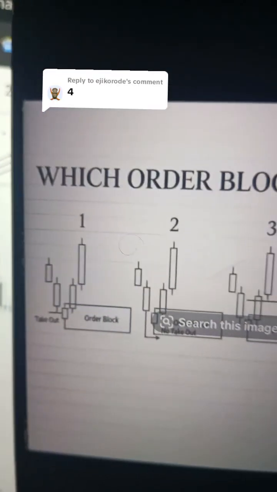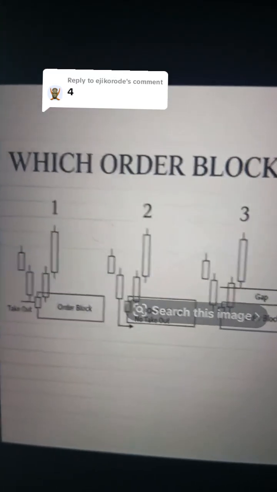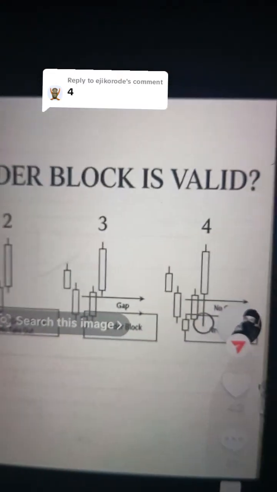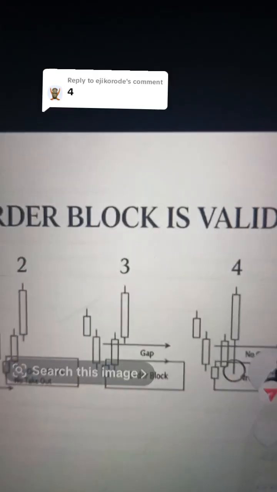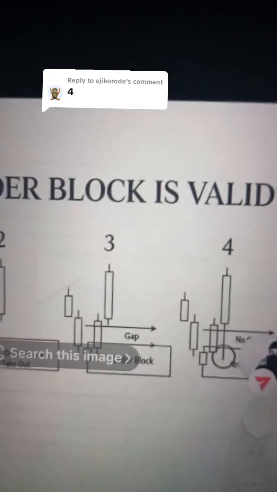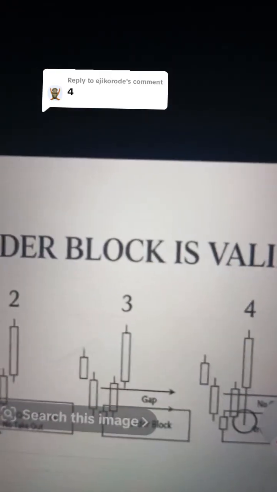At the end of the day, a lot of people said 1 and 3, which they were right, but none of them mentioned 4. I'm going to be teaching you the reason why 4 is valid. So this particular 4 here is valid, and none of you mentioned it. All right, so this is it.